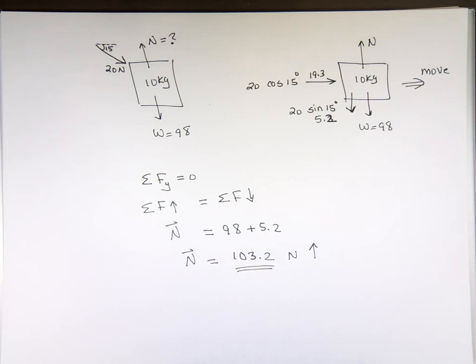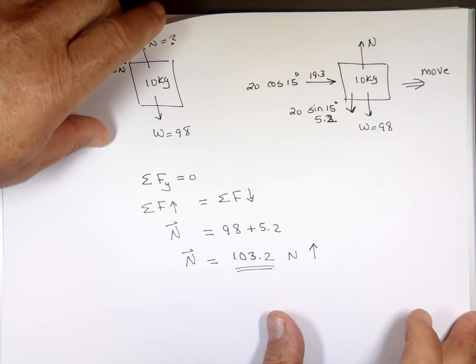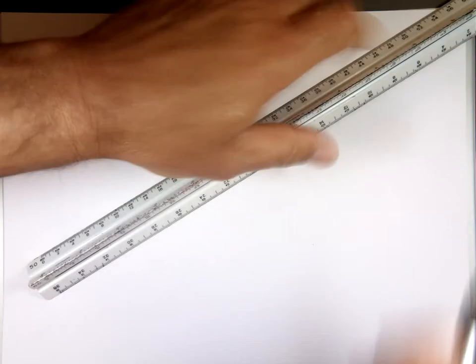Now remember what I said earlier about the normal force, always perpendicular. So if you have a car sliding down the road like this, this is the car.